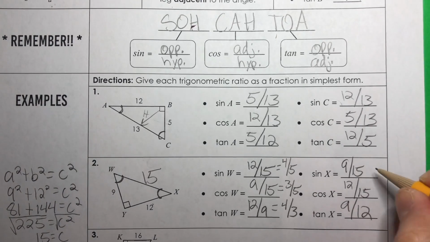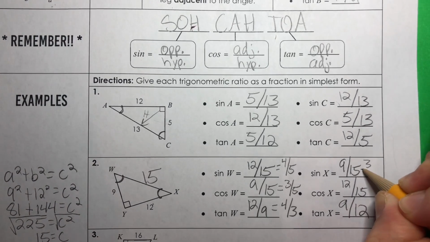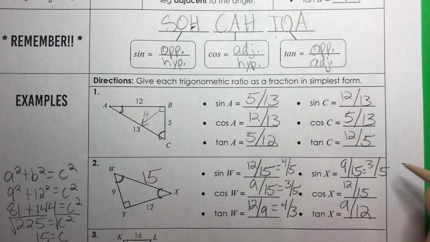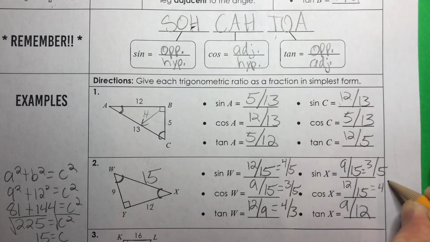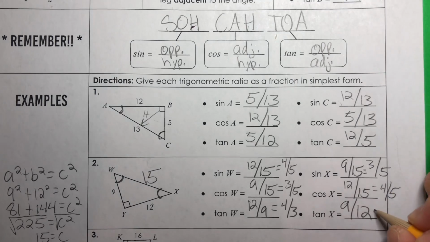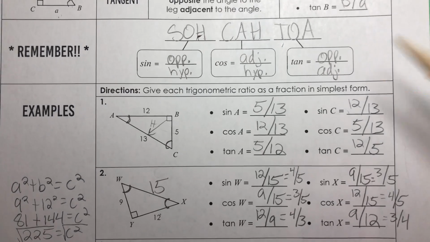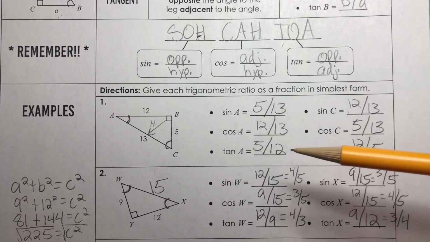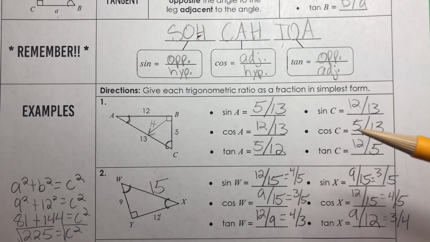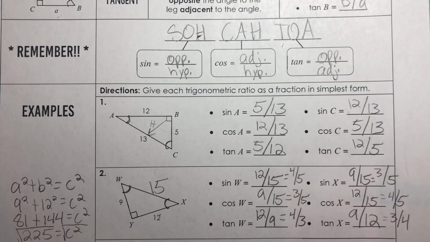Okay, so let's simplify these. Oops, I have to write my equal sign. 3 over 5, 4 over 5, 3 over 4. Okay, so again, all we're doing here is setting up these trig ratios, and next week we will use these trig ratios to solve for a missing side.